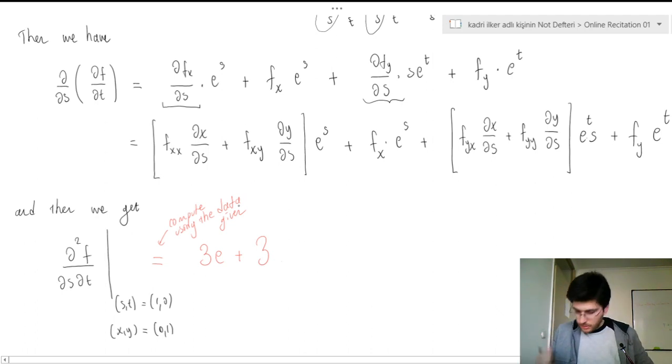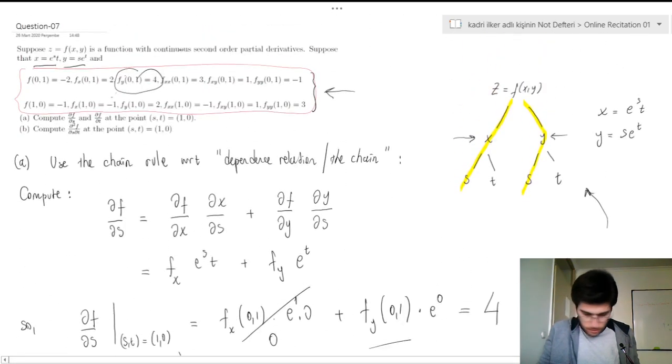Okay, and that's all. I mean, this is the end actually, and this is how we deal with higher order partial derivatives, and this is the chain rule. Okay, I guess that's all.